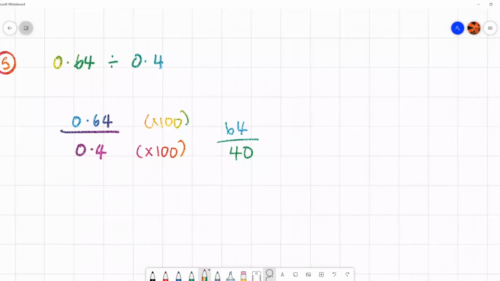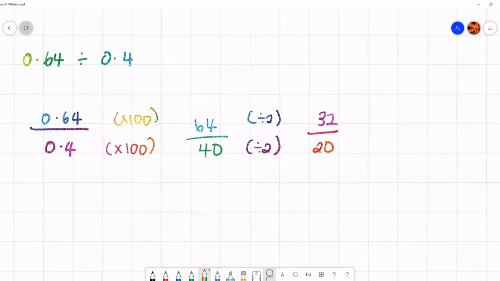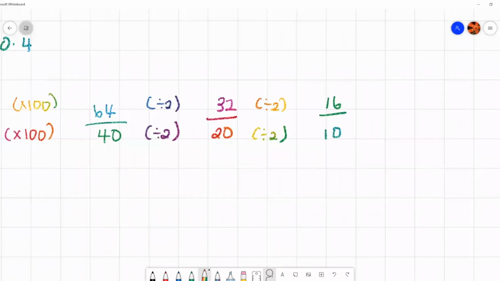I have to do 64 divided by 40, but what I can do is I can simplify the fraction. I know they're both even numbers, so I can divide them both by 2. Half of 64 is 32, and half of 40 is 20. I'm going to simplify this again because it'll make my life easier. I will half the top, and I will half the bottom. Half of 32 is 16, and half of 20 is 10. I could do 16 divided by 10 straight away, actually. It's just 1.6, and that is your answer.